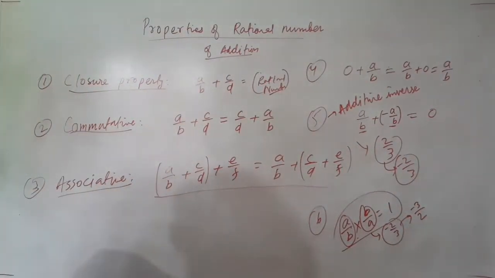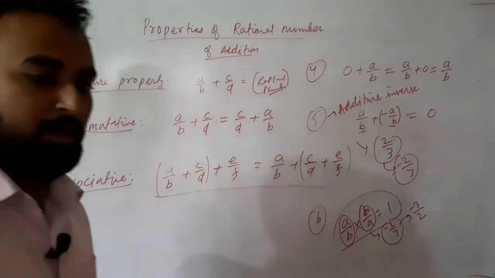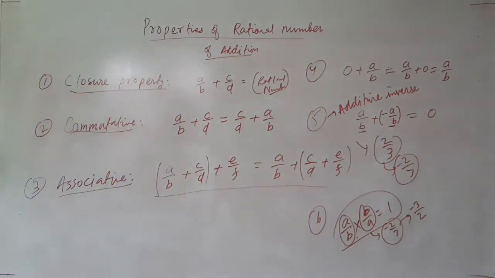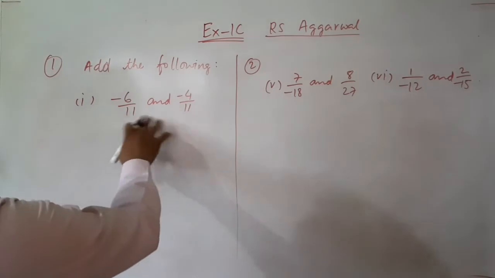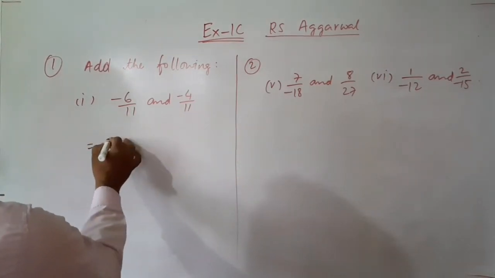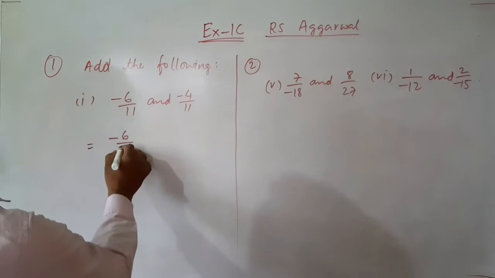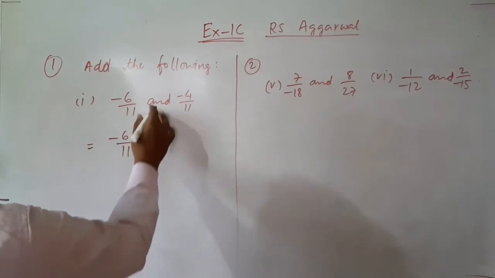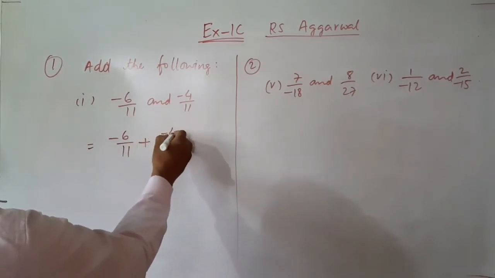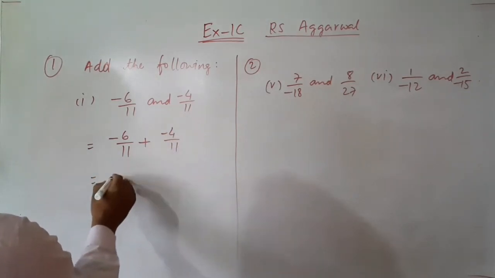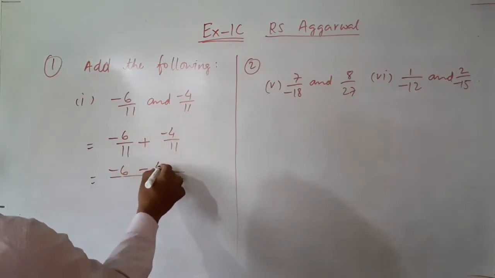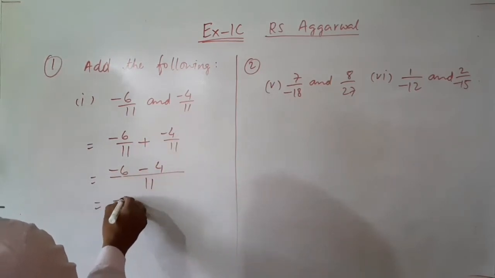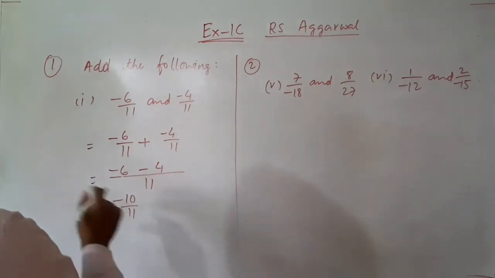Okay, so now I am going to solve exercise 1C. In question number 1, you have to add the following. You are given two rational numbers and you have to add. So let's find the sum. Minus 6 by 11, and here you put a plus sign, and minus 4 by 11. So the LCM of 11 and 11 is 11, and here minus 6 plus minus 4, so minus 6 and minus 4 gives minus 10 by 11. So this is your required answer.